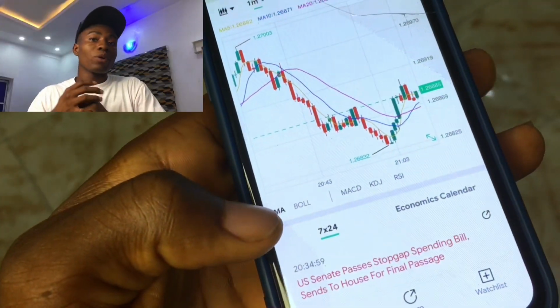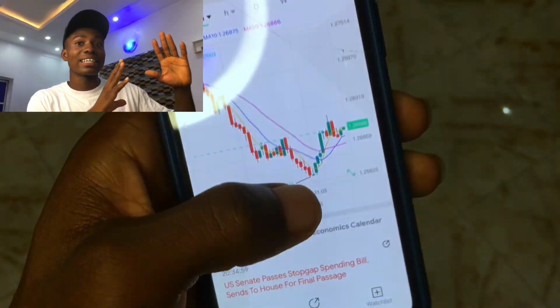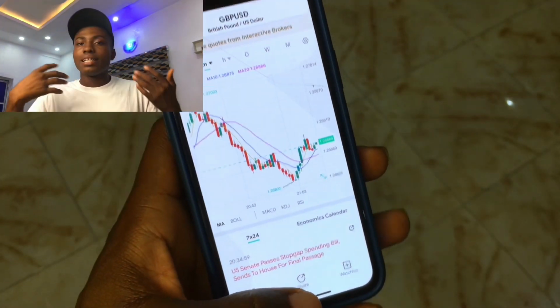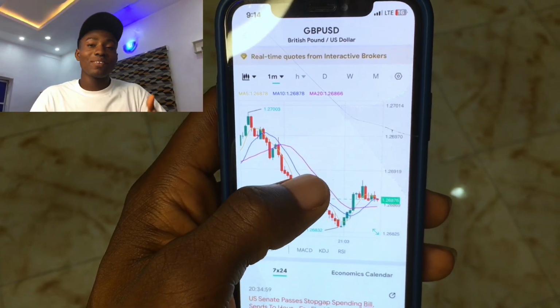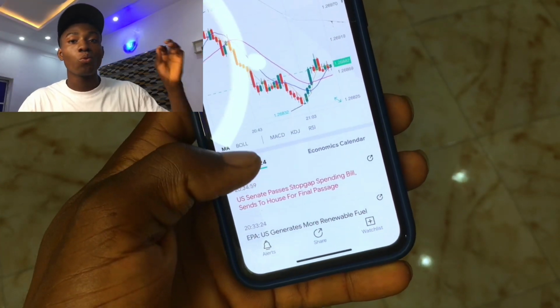Now how this works is that whenever price is below the moving average, that means the market is in a downtrend. Now whenever the market is in a downtrend, what do you have to do? You have to sell the market. So this right here has already given you a strategy that you can use to know when to sell the market. Now when price is above the moving averages, this signifies that the market is about to be in an uptrend. So whenever the market is in an uptrend, what do you do? Buy. So in this case, you can just go ahead and buy the market. Now for this example, I'm using the 1 minute time frame.